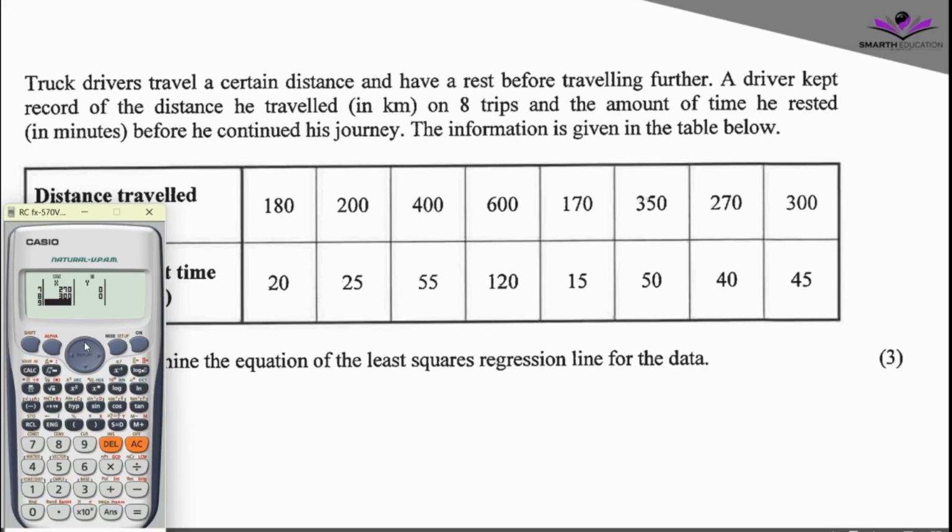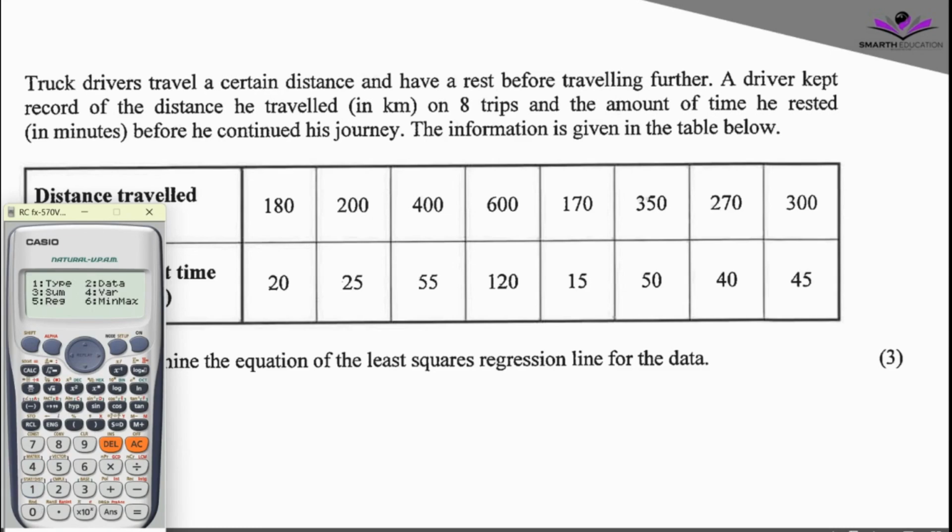Now we have to enter the y. You go up, and then we're entering y now. 20 equals, 25 equals, 55 equals. You enter all the y values. Then the last one, 45 equals. Then what do you do after that? Press AC and then shift 1.